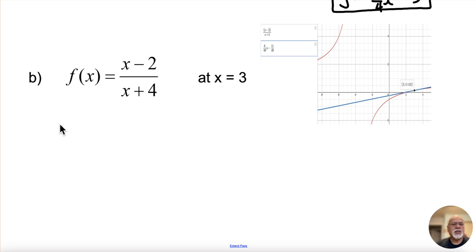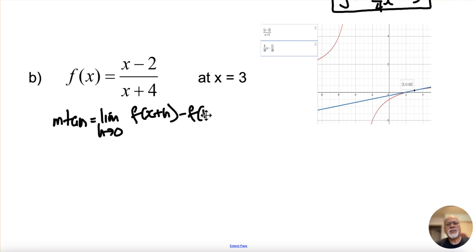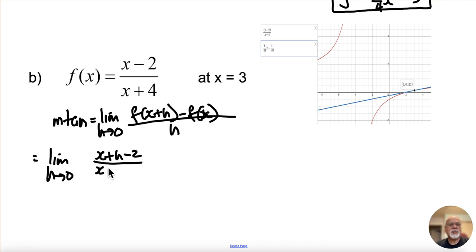So we'll recall that the slope of the tangent is just equal to the limit as h goes to 0 of f of x plus h minus f of x all over h. Now, in this particular case, the algebra is going to get messy because of all the terms, but you just need to persist. So this is the limit as h goes to 0. And f of x plus h would be x plus h minus 2 all over x plus h plus 4 minus f of x, which is x minus 2 divided by x plus 4, and is all divided by h. Just to save space on the screen here, I could write that then as just times 1 over h.